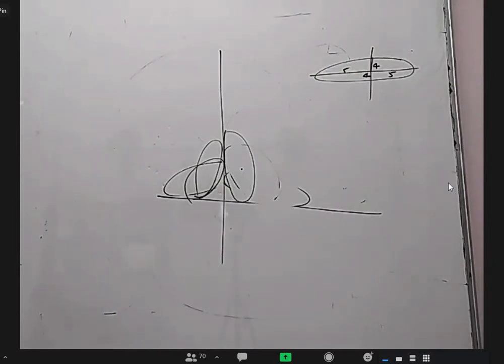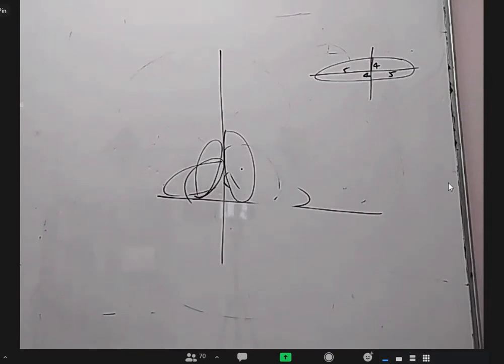Sir, we will keep the ellipse constant and we'll move the two axes as tangents. We will get the director circle, no sir. Means the distance between the center and that point of intersection should not change. Yes.